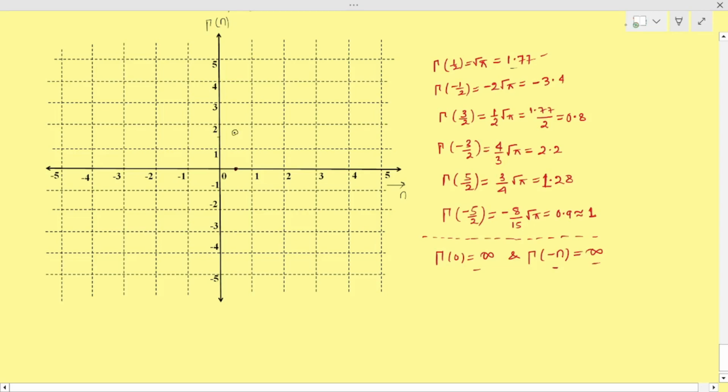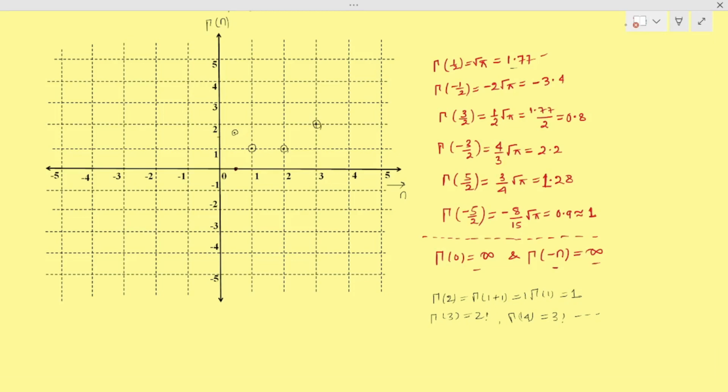Then gamma 1 we know is 1, and gamma 2 will also be 1, because gamma 1 plus 1 we can write, and this will be 1. But gamma 3 is 2 factorial, which is 2, and gamma 4 is 3 factorial, which means 6. The values will keep increasing.